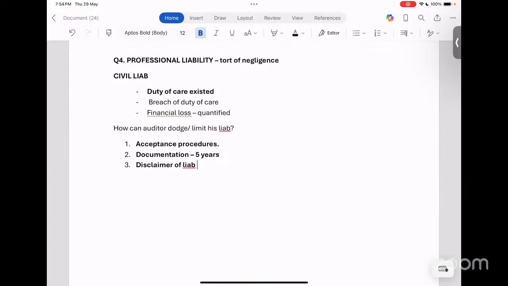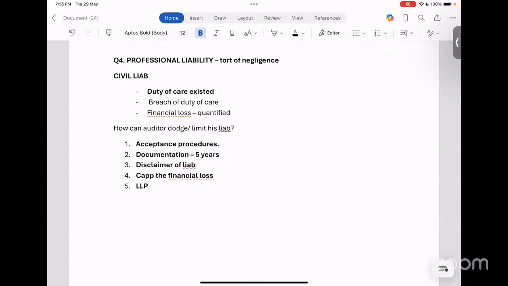Then you can cap the financial loss, so that even if someone sues you and you're proven guilty, in your engagement letter and audit report you've mentioned that if this happens, my financial loss will be just 10% of my audit fee. So they can't take my house and my assets in the name of suing me. So I will limit it, so that this is going to be capped at this amount. Then you should create a limited liability partnership.